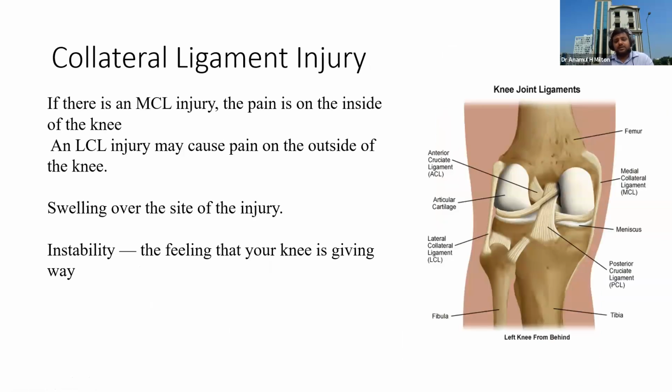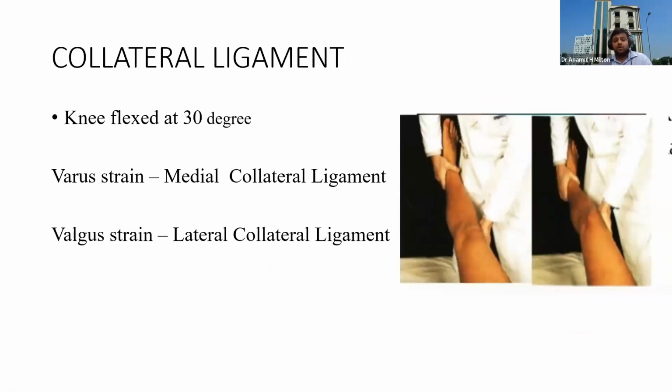Now the collateral ligament. The collateral ligament is stressed either by varus or valgus stress. So there are two types of collateral ligament. One is the medial collateral ligament, then another is the lateral collateral ligament. So the medial collateral ligament is stressed with the valgus stress test, and the lateral collateral ligament we stress with the varus stress. So we stress to the opposite side.